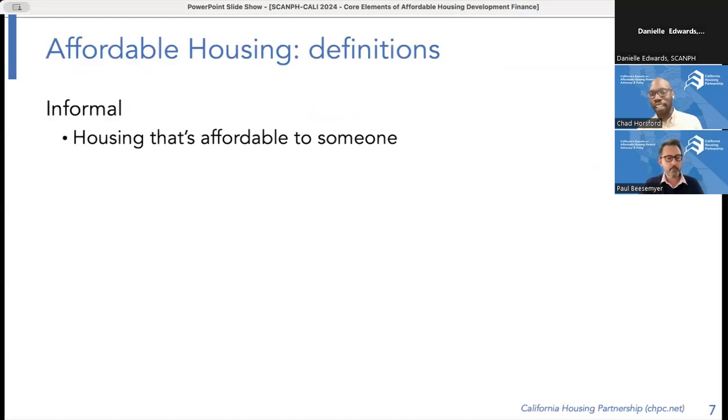So to start things off, what is affordable housing? Informally, you probably think, well, the definition is in the word itself. Affordable housing is housing that's affordable to someone. That's true. The difference is that we all have different definitions of what affordable means. It's a bit like when you get invited to a birthday dinner and your friend promises that it's an affordable place. We all have different tastes, and therefore affordable for one person may look very different than for someone else.